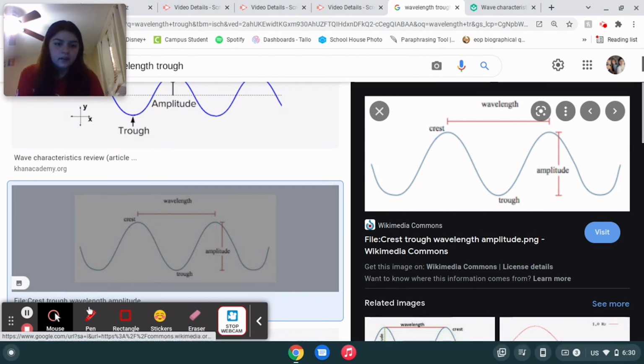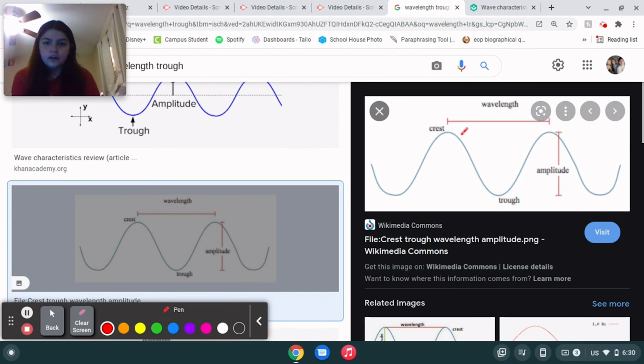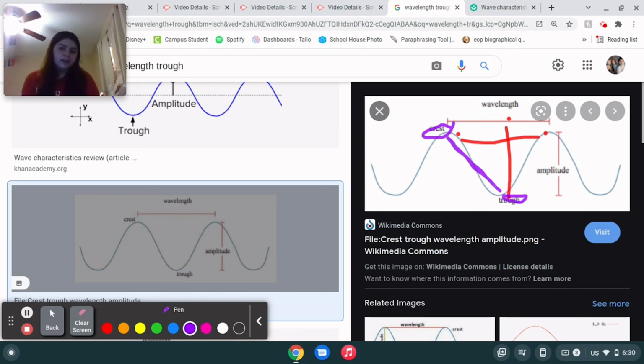And that's all. You measure crest to crest or trough to trough, up and down or side to side. You never measure it from crest to trough this way, because it will give you the wrong wavelength and the wrong information for the wave.